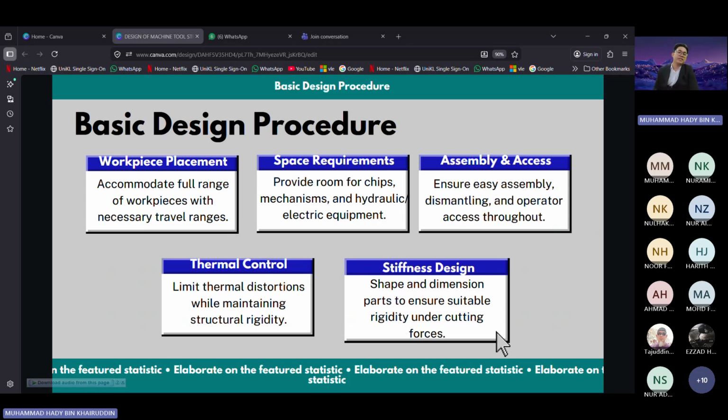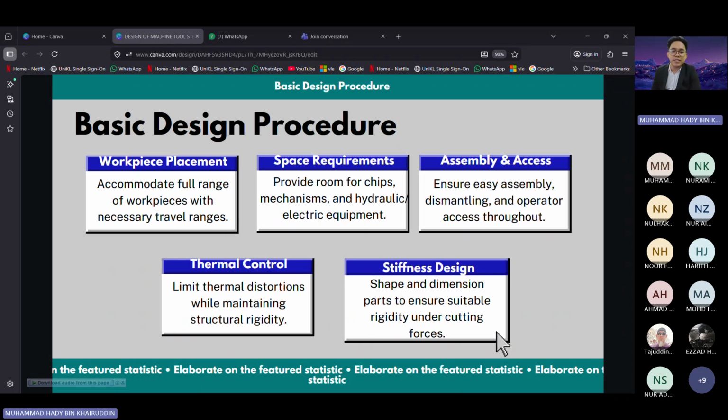For workpiece placement, the structure must be big enough to hold the largest workpiece the machine is rated for, while allowing the tool to travel its full range without hitting the frame. Then, space requirement. It's not just empty space, we have to provide room or channels for chips to fall away so they don't clog the machine. We have also dedicated space for hydraulic lines, electrical cables, and the drive mechanisms themselves.